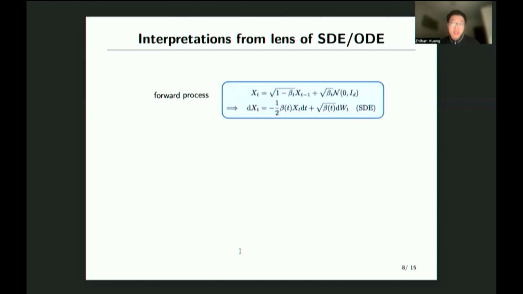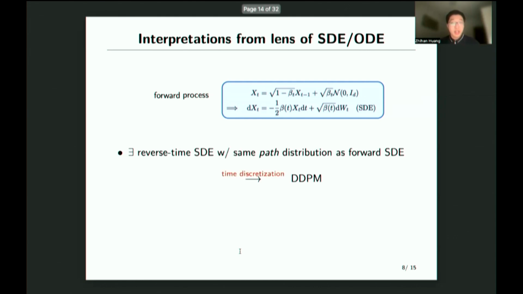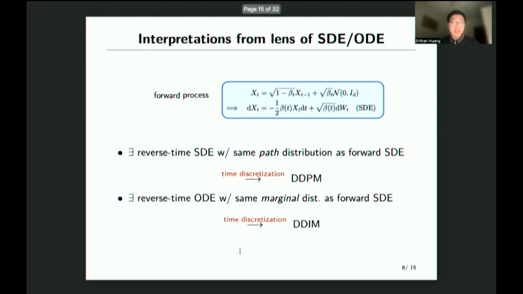We can interpret this problem from the lens of SDE or ODE. The first thing is the forward process. We can regard diffusing data into noise as a solution to an SDE, which is a diffusion process. It is widely known that there exists a reverse-time SDE with the same path distribution as the forward SDE. If we time-discretize this SDE, we get the DDPM sampler. A similar story holds for DDIM. There exists a reverse-time ODE with the same marginal distribution, and DDIM is a time discretization of this ODE.